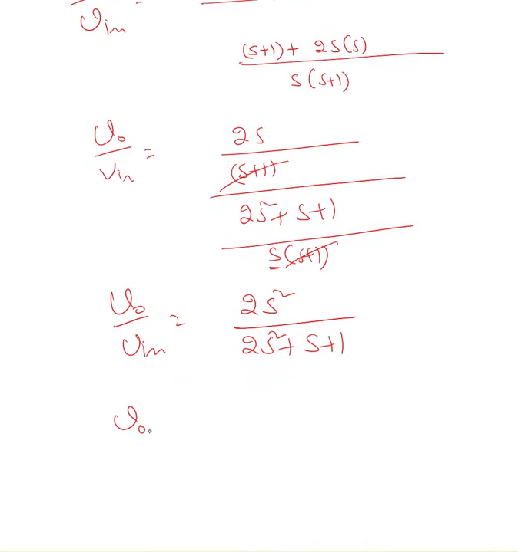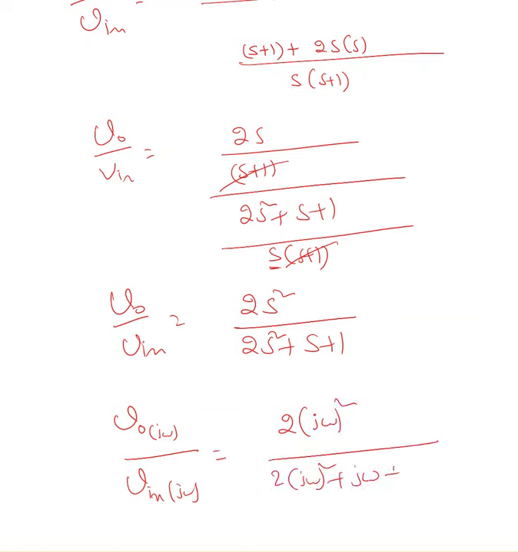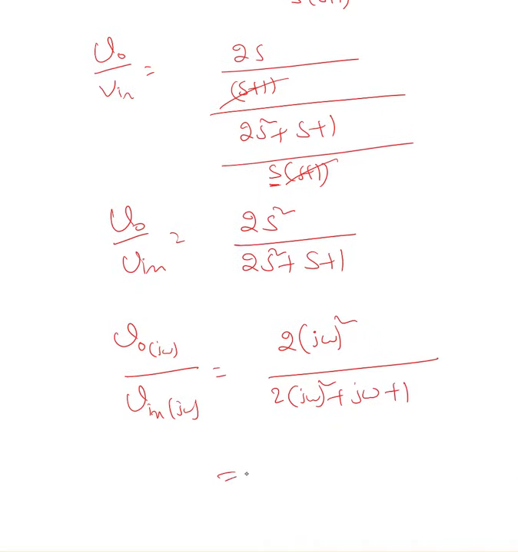Now convert this into omega. So V0(j omega) over Vn(j omega) equal to 2 times (j omega) square over 2 times (j omega) square plus j omega plus 1. So this is -2 omega square over -2 omega square plus j omega plus 1. Okay, that's the transfer function for the given circuit.